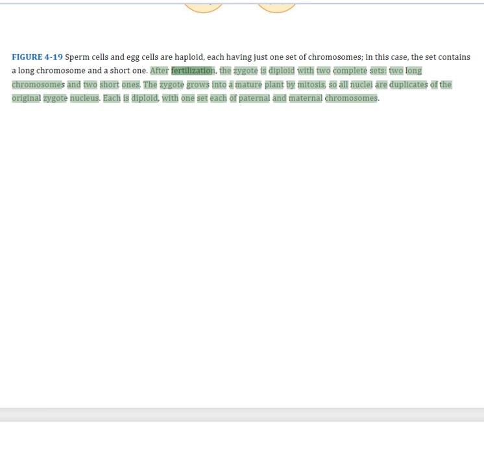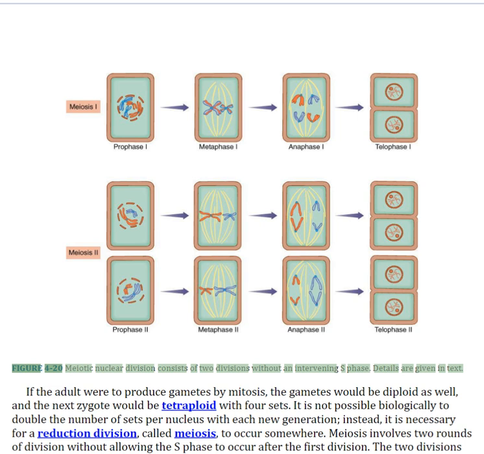After fertilization, the zygote is diploid with two complete sets, two long chromosomes and two short ones. The zygote grows into a mature plant by mitosis, so all nuclei are duplicates of the original zygote nucleus. Each is diploid, with one set each of paternal and maternal chromosomes. Figure 4.20: meiotic nuclear division consists of two divisions without an intervening S phase. Details are given in text.